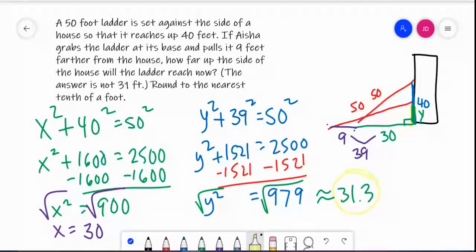Okay. So this one required a few steps, but drawing the diagram definitely helps when you're doing these types of problems. And as long as you remember the Pythagorean theorem and find the square roots and round correctly, you should be good.